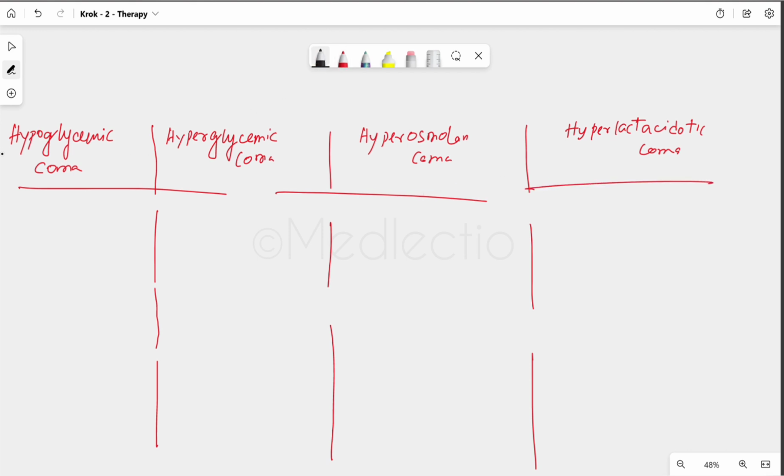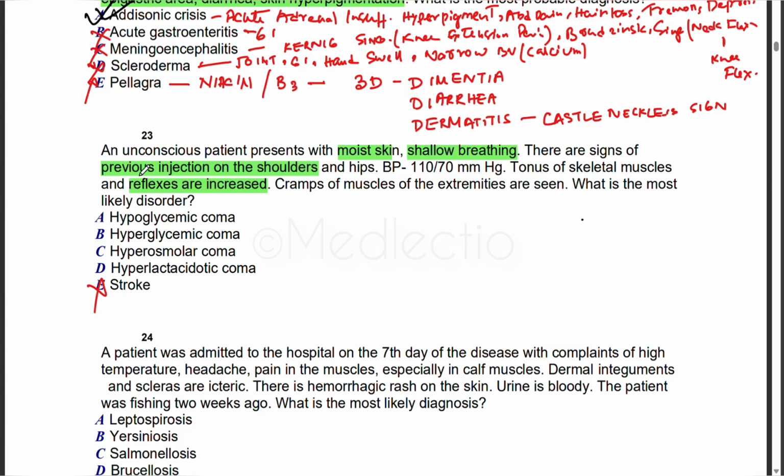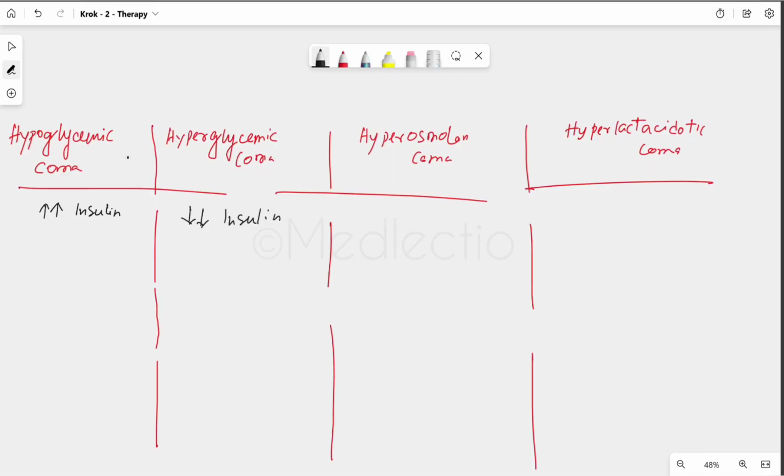So the first one is caused by hyperinsulin, excess insulin. It can be from the body, mainly from exogenous insulin injections, and hyperglycemic is caused by low insulin. So as I said, if insulin is high, so if he is taking insulin, then it is your hypoglycemic coma. First one.